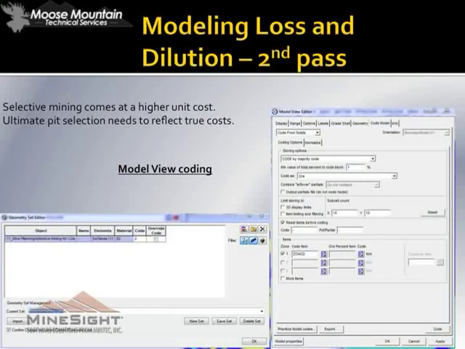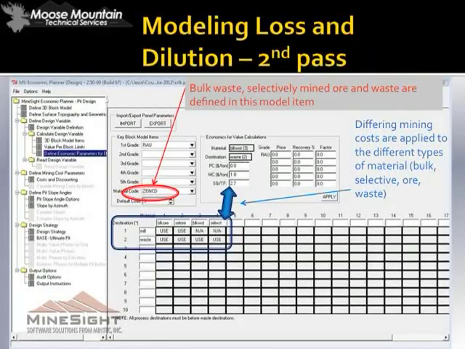And then also, if you are going to be doing triple bench mining, we want to make sure that we're accurately reflecting those costs. So selective mining comes at a higher cost. So your ore areas where you're going to be mining in a triple bench scenario are going to have higher mining costs. So we want to reflect that in our MSEP, and there's a great way to do that. We can code the model with our selective mining areas, and then we can input that into MSEP so that we can accurately reflect those areas where we're going to be mining with a higher cost.